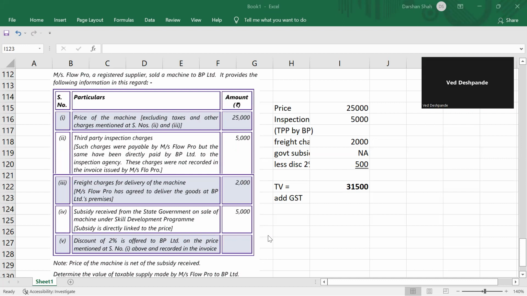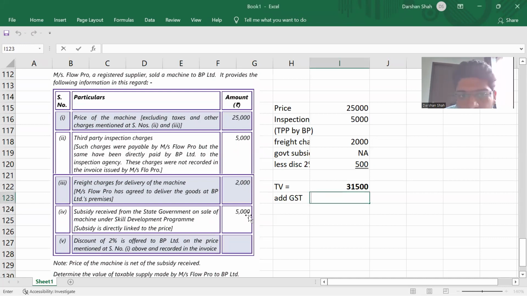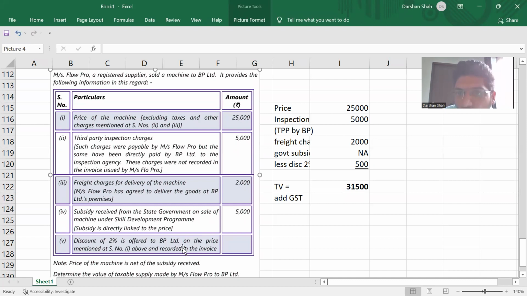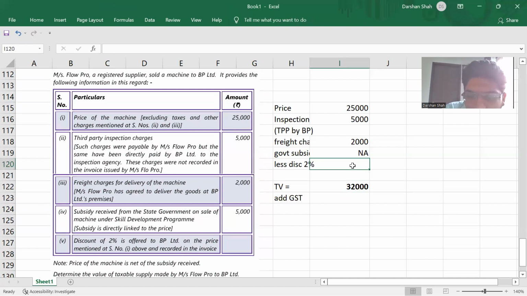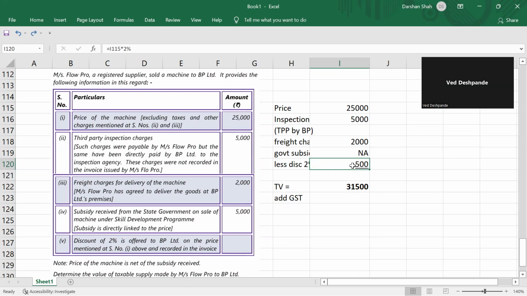See here, point number 5, discount of 2% is offered on the price and recorded in the invoice. That's why we have taken the discount. If discount was not recorded in the invoice, here also we would have written not applicable. So that recording in the invoice is applicable only for discount, not for other charges.